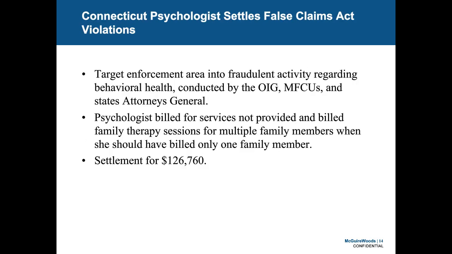Another area that's seen some increased enforcement is behavioral health and potential Medicare and Medicaid fraud in the behavioral health world. This effort has been undertaken specifically by the OIG and state MFCUs, as well as state attorneys general. In this case, we had a Connecticut psychologist who billed for services that were not provided and also billed for family therapy sessions for multiple family members when really it should have been billed to only one family member. So this case for just this one psychologist was relatively low at $126,000, but it does show that behavioral health is another area where the state MFCUs and the OIG are interested in increasing enforcement.